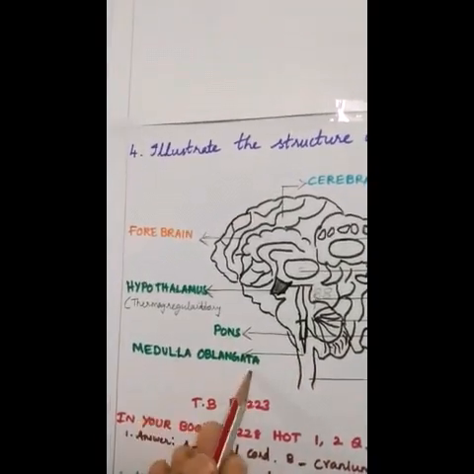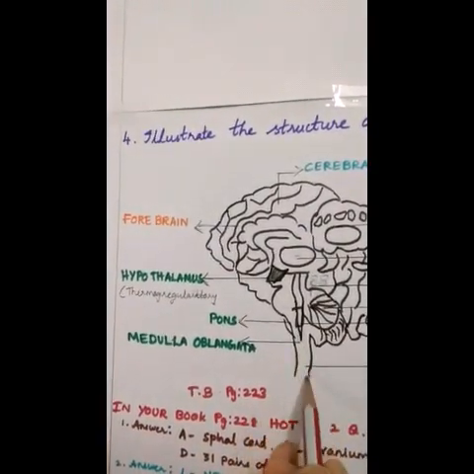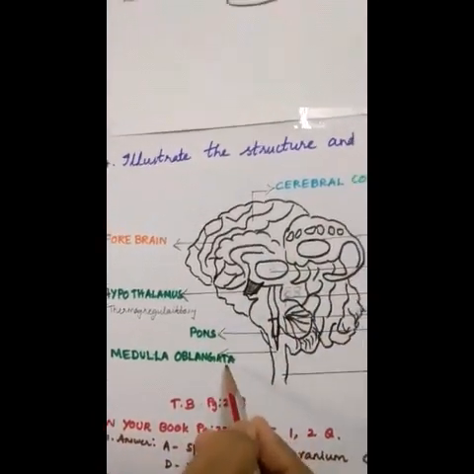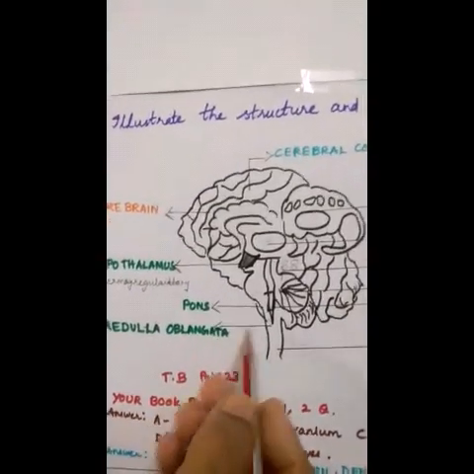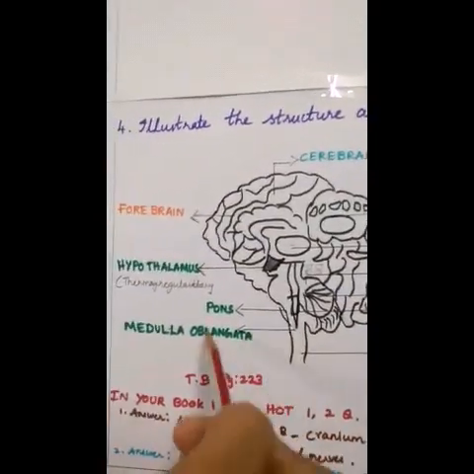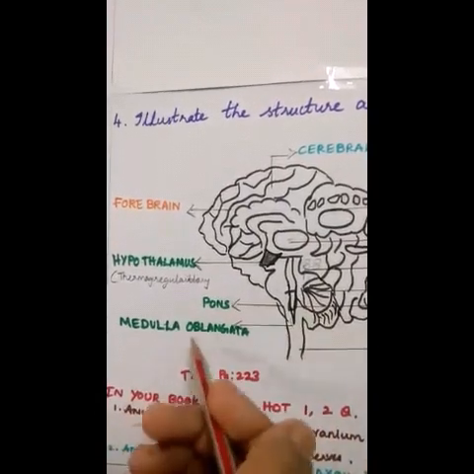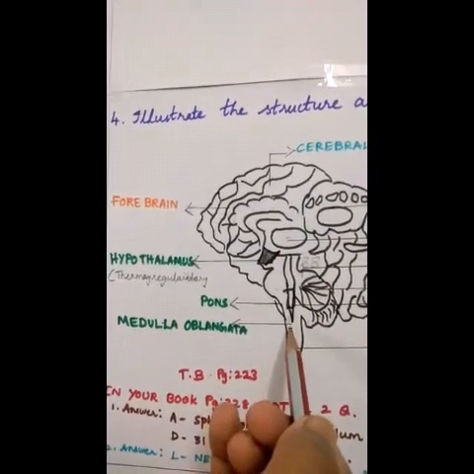Medulla oblongata, next side heading. You write where it is situated. It connects the spinal cord and other parts of the brain. Then you write the function of this medulla oblongata. It acts as the cardiac center and respiratory center, and controls the blood pressure.